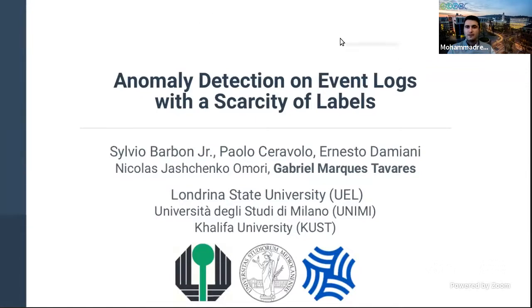So let's start. First, I would like to ask Gabriel Marquez Tavares to present the first presentation, that is a joint work by the University of Milan, Londrina State University, and Khalifa University. Gabriel is a PhD student at the University of Milan, and his main research is on anomaly detection, trace encoding, and more generally on online process mining. Okay, Gabriel, floor is yours.